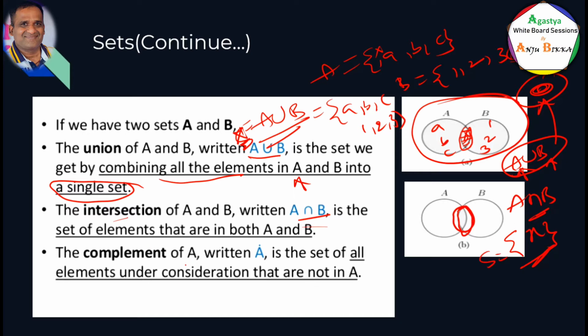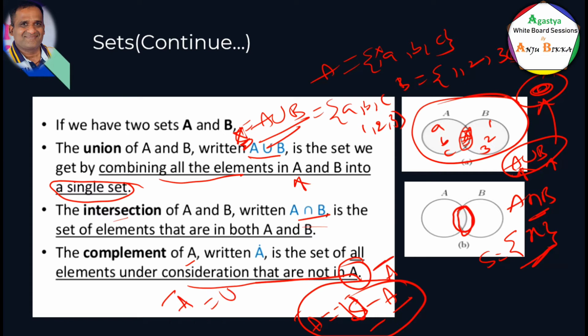The complement of A is also written like this. Complement is the set of all elements under consideration that are not in A, that are in the universal set. Means if S is a universal set, or U is a universal set, A complement equals U minus A. We can follow this notation, universal set minus A. This is the complement.